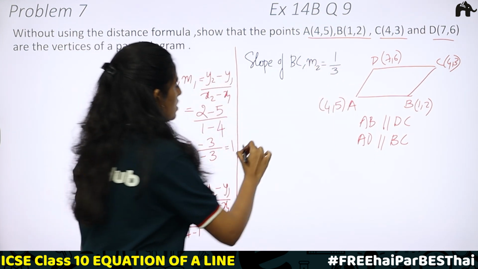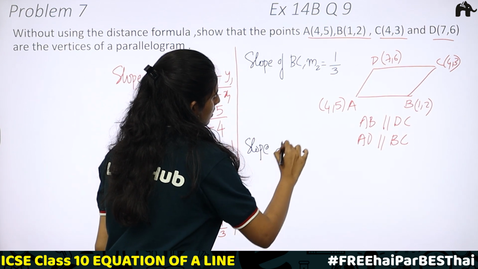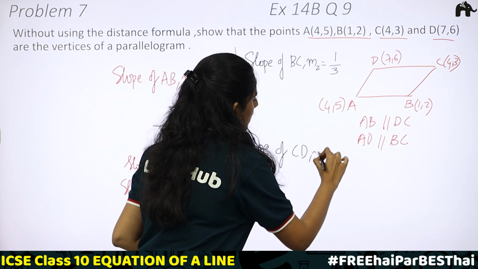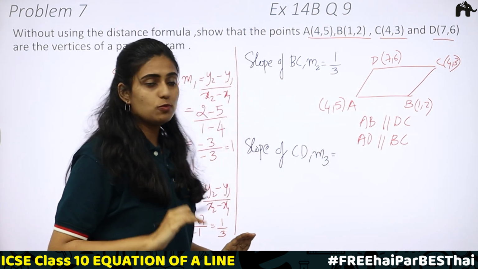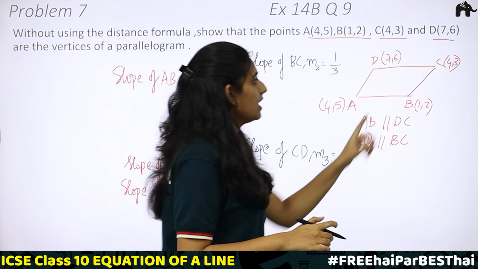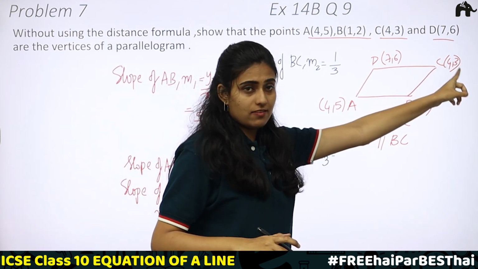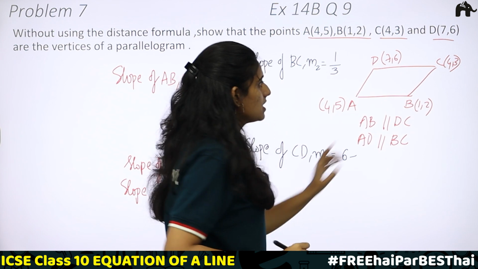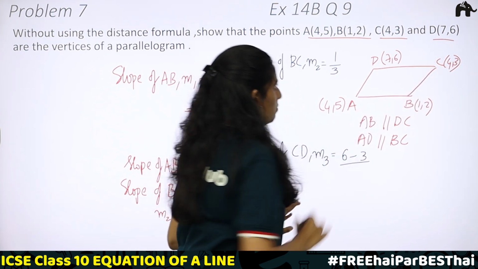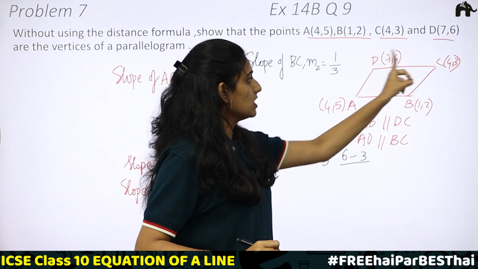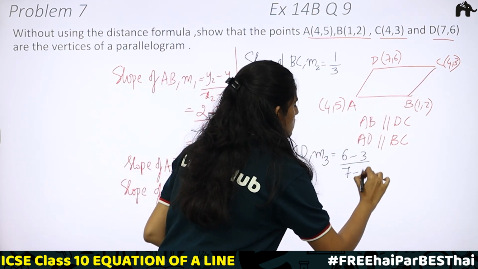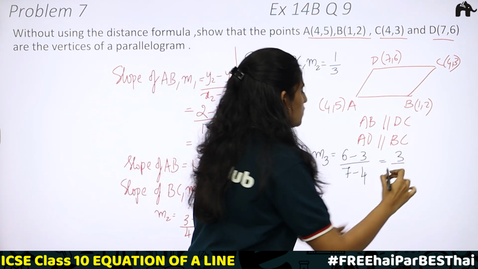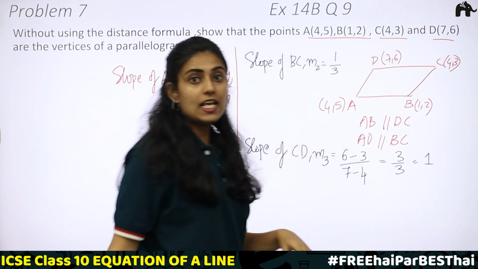Now we need to find the slope of the next side, CD. We take it as M3, which is equal to again y2 minus y1 divided by x2 minus x1. Here I am taking C as x1, y1 and D as x2, y2. Therefore y2 is 6 minus y1 is 3 divided by x2 minus x1, x2 is 7, x1 is 4, 7 minus 4. That is equal to 6 minus 3, which is 3, and 7 minus 4 is also 3, which is equal to 3 by 3, 1.